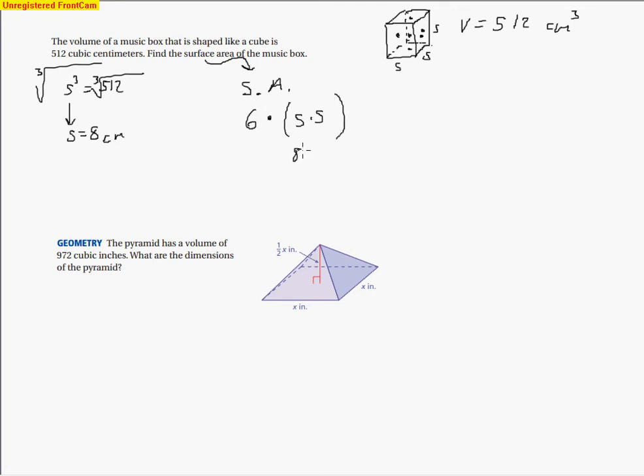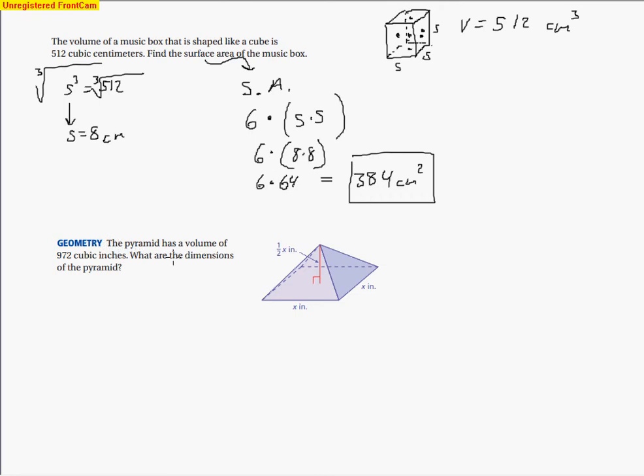So 8 times 8, and then multiplied by 6. So I'll do that work, and I have 6 times 4 makes 24, carry a 2, 36, and 2 make 38. So 384 centimeters squared is the surface area.